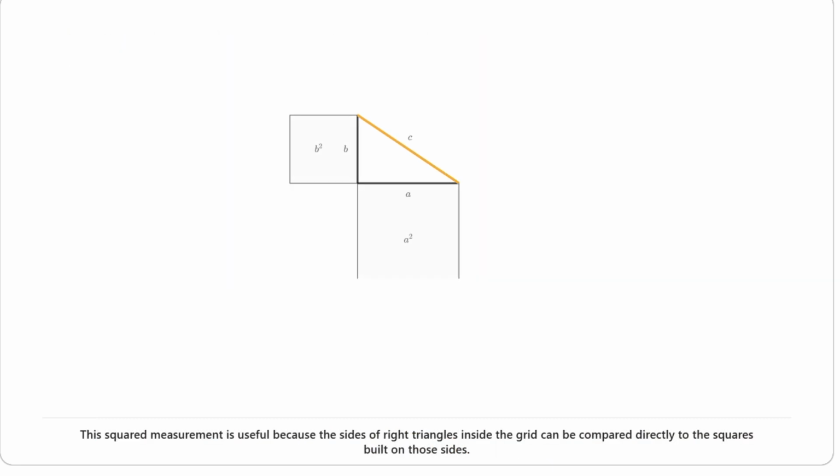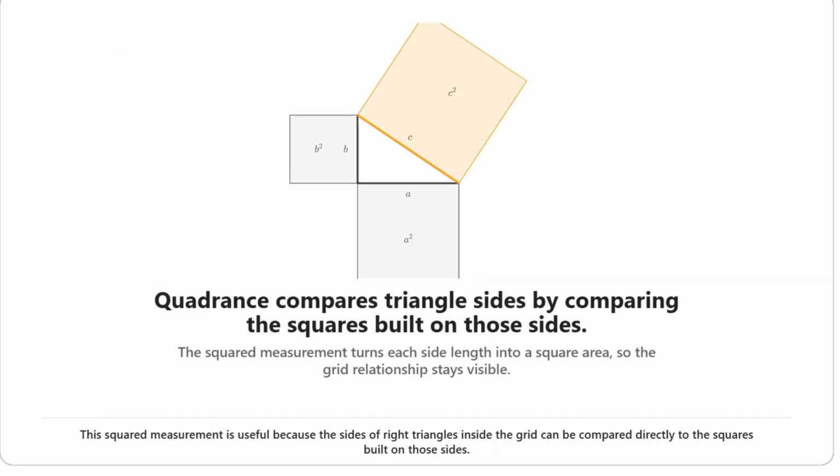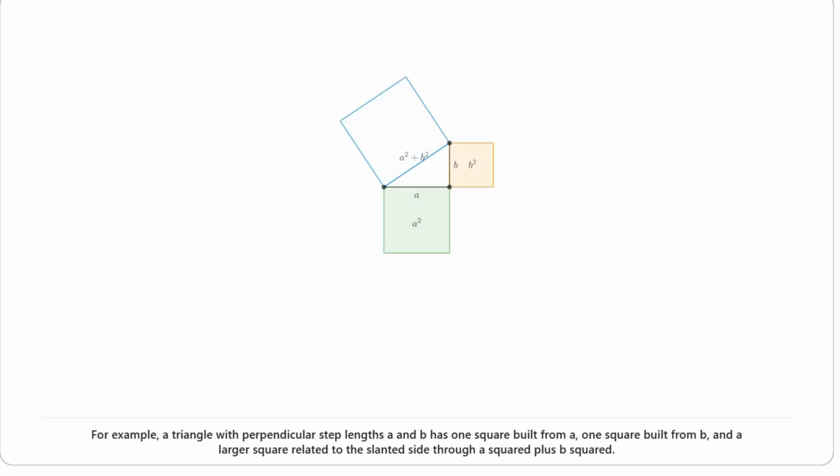This squared measurement is useful because the sides of right triangles inside the grid can be compared directly to the squares built on those sides. For example, a triangle with perpendicular step lengths a and b has one square built from a, one square built from b, and a larger square related to the slanted side through a squared plus b squared.